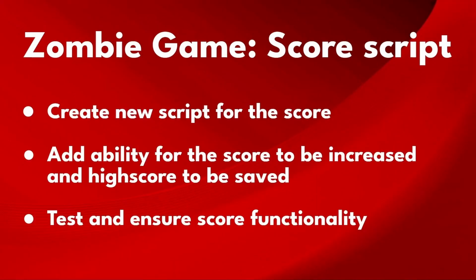All right, in this section, we're going to create the score script. We're going to start off creating a new script and attaching it to the score label. Then we're going to go ahead and add the ability for the score to be increased and also save the high score. Then we're going to test it out and ensure all the functionality. Let's go ahead and jump right in.